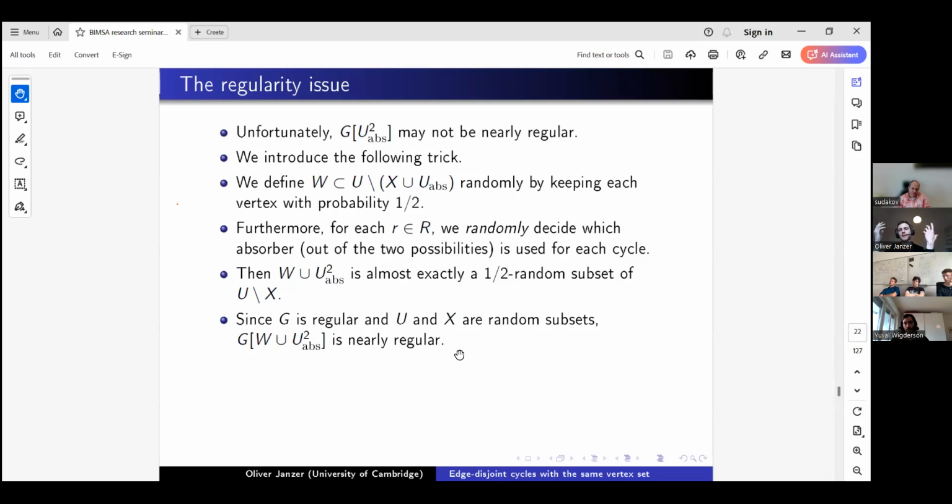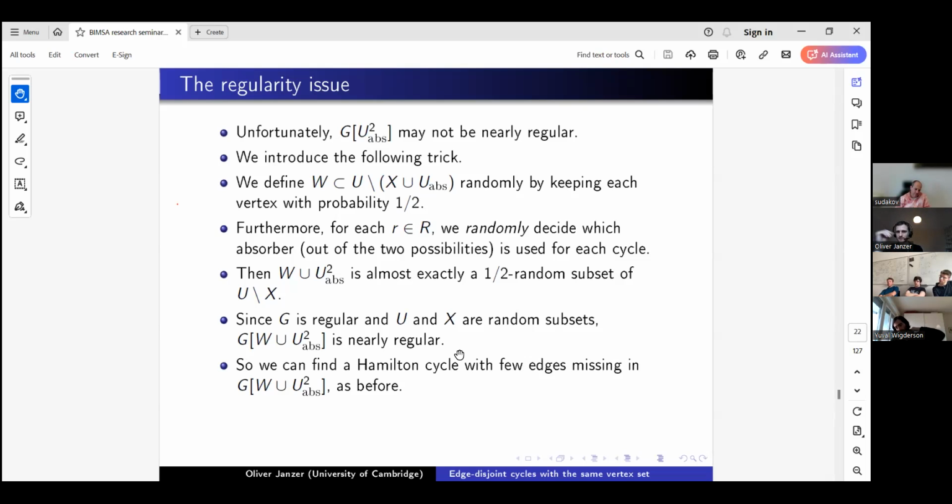And now we're happy. If G was regular and U and X are random subsets, then obviously U minus X is nearly regular, and a 1/2 random subset of it is still nearly regular. So assuming the original graph was regular, we are now happy. We can find my Hamilton cycle on this induced subgraph, and I use the reservoir to connect certain pairs and close up a cycle. And both of our cycles will have the same vertex set: W union all the vertices that appear in these absorbers union the reservoir. So that's going to be the vertex set of both of my cycles.